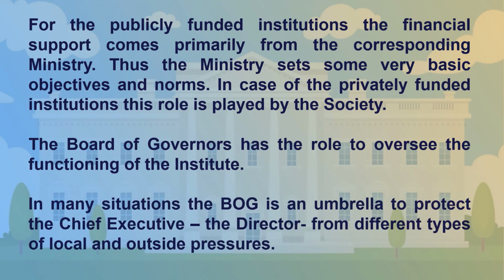It is also to be remembered that in many situations, the board of governors is an umbrella to protect the chief executive, maybe the director or the vice chancellor, depending on the type of institution, from different types of local and outside pressures. Now, to identify the basic administrative structure that may help in achieving academic excellence, it may be worthwhile to consider how an existing institution with academic reputation functions.